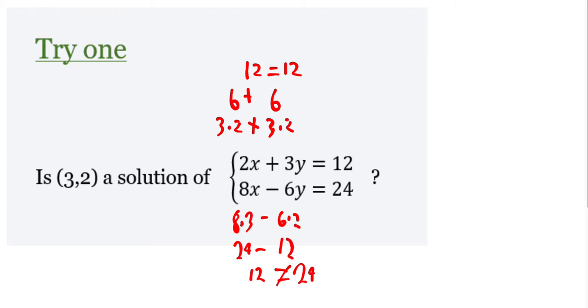Okay, so (3,2) is a solution of the top equation, but it is not a solution of the bottom equation. So that means it's not a solution to both. It's not. So at the very end, you can write no. Then we are actually answering the question. Perfect. Nice job. Thank you.